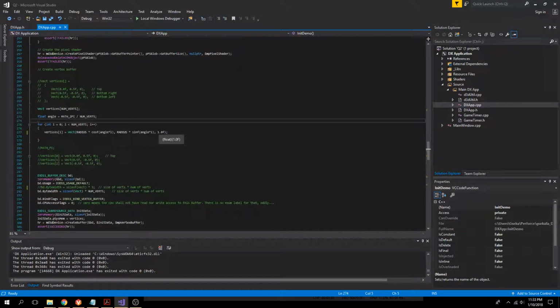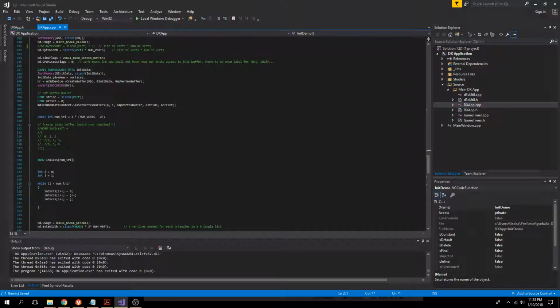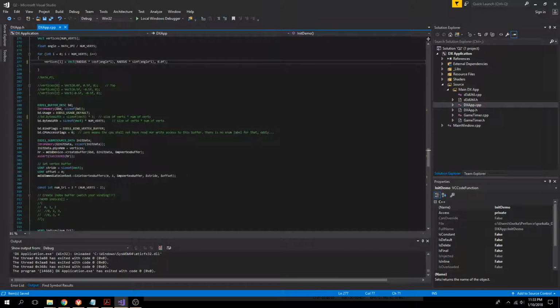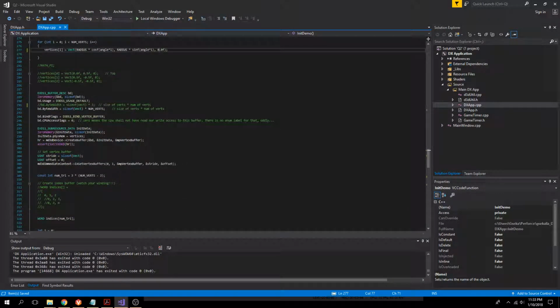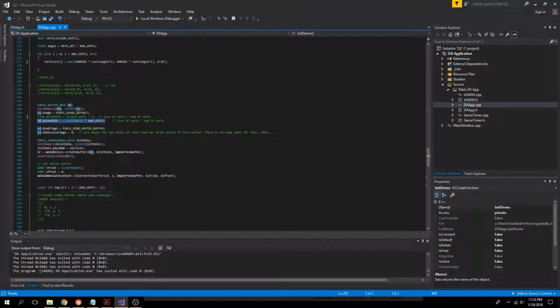This doesn't need to be 1, actually. This should be 0. I was just testing some stuff. So, oh, I also had to resize, where is it? Here, okay. Resize the byte width to account for the number of vertices.